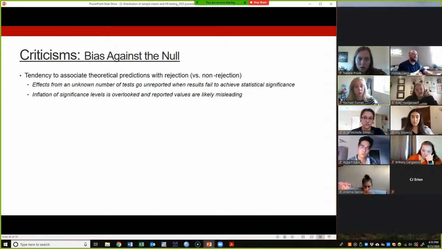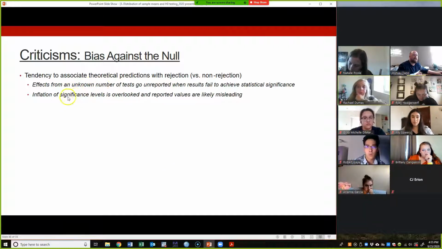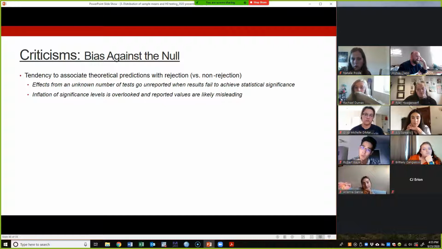All right, we also get bias against the null, right? We tend to associate theoretical predictions with rejection of the null, right? The problem is, if we start to monetize rejection of the null hypothesis, and you experimental folks have put more of a focus on this in terms of replication crisis stuff, right? We've basically incentivized researchers to reject the null in order to publish and support your theory, right?